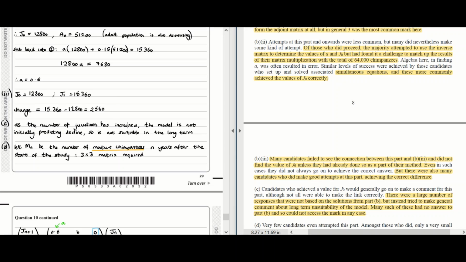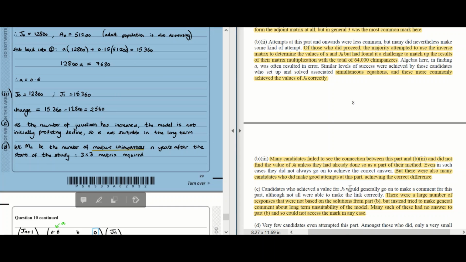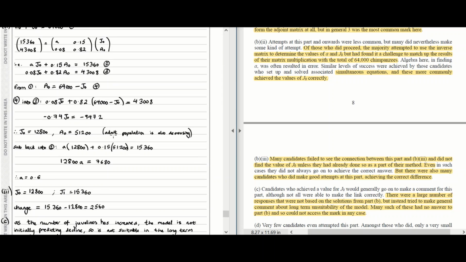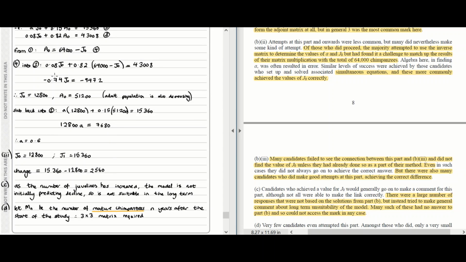Part C, that was quite difficult. If you found the correct J0, then you found the correct explanation. But there were a large number of responses that were not based on the solutions from part B. And that's basically saying how in the question we were told that juvenile decreases, but in part B we saw that it increases instead, based on our initial value of A0.